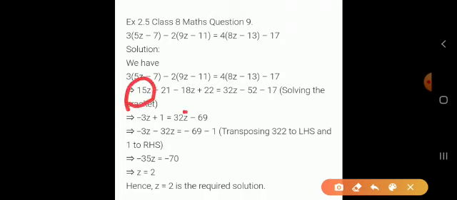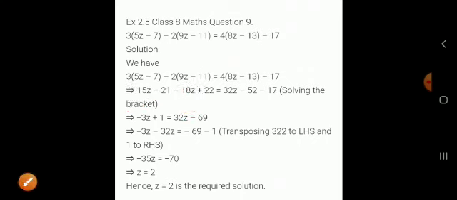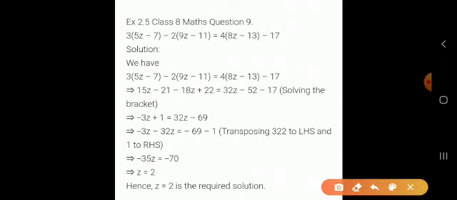15z minus 18z. So 15 minus 18 is what? Different sign is there, so we will find the difference. 18 minus 15 is 3, and with the sign of the larger number, it is minus 3z. And minus 21 plus 22 can be seen as 22 minus 21. So we are getting what? Minus 3z plus 1. Now right hand side, 32z minus 52 minus 17.